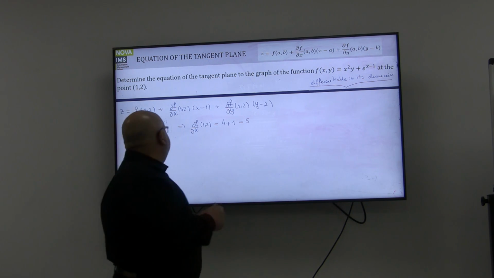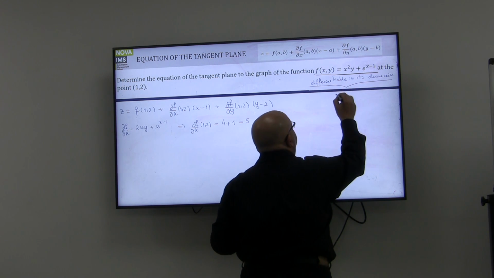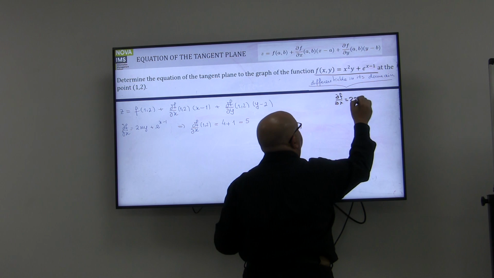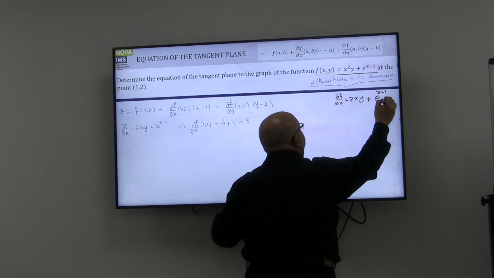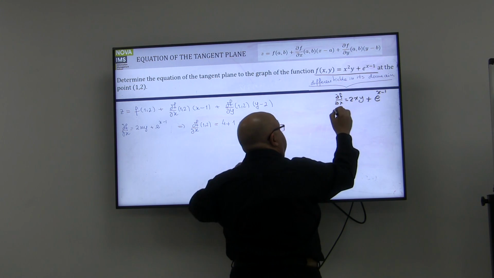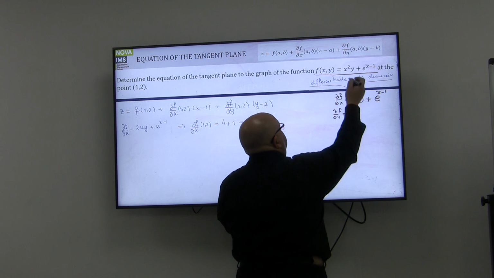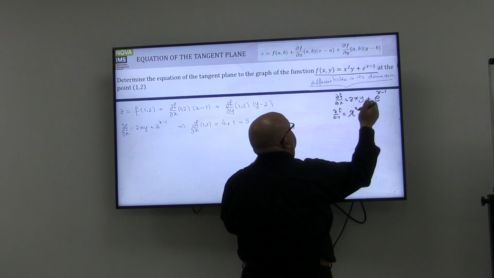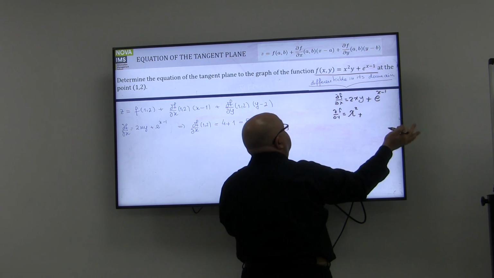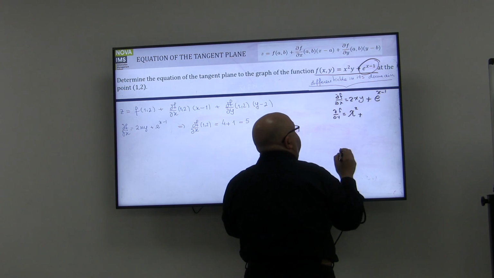So if I want to find the partial derivatives for this function with respect to x, partial f partial x is going to be 2x times y plus e to the power of x minus 1. Partial f partial y, as I told you, differentiating y gives 1 times x squared, and the other part is cancelled because it doesn't contain any y. So partial f partial y is going to be x squared.